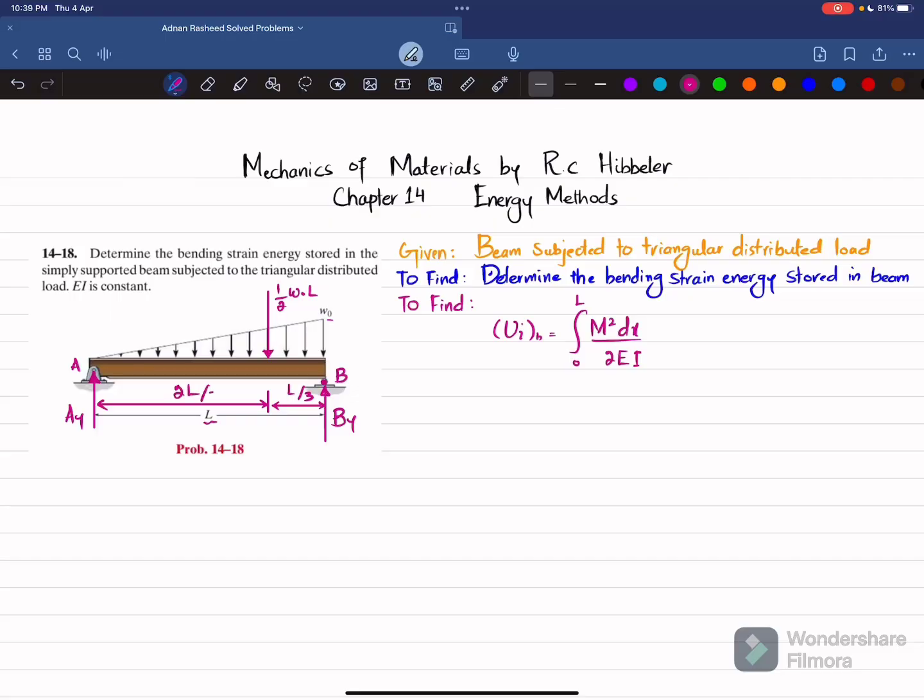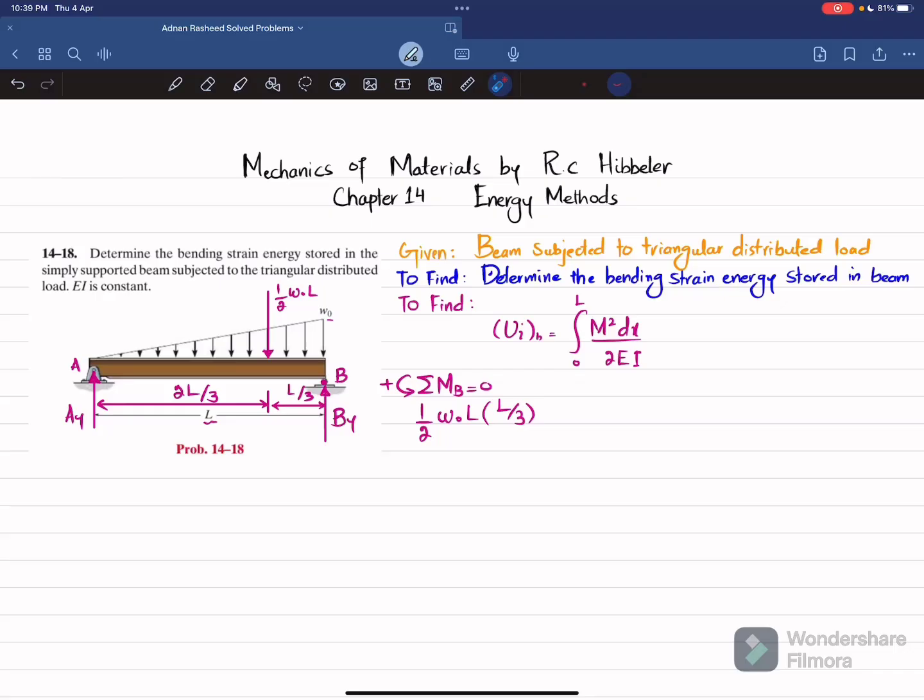2L over 3. Now we'll find this AY and BY by using equations of equilibrium. So the first equation of equilibrium is that the sum of all moments about point B is equal to 0, taking the counterclockwise moment as positive. So about point B, the first moment will be due to this load, 1 over 2 W naught into L, and the perpendicular distance is L by 3, and this is producing counterclockwise moment, so it will be positive. So I will write 1 over 2 W naught into L, and perpendicular distance is L by 3.